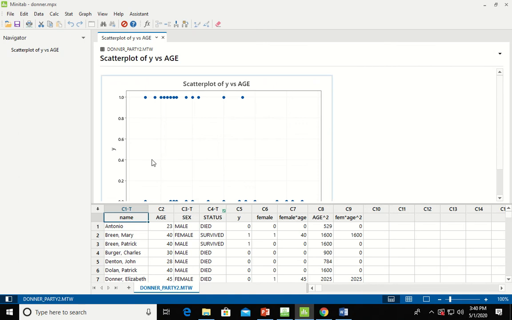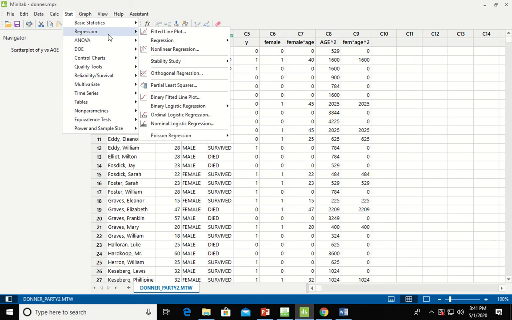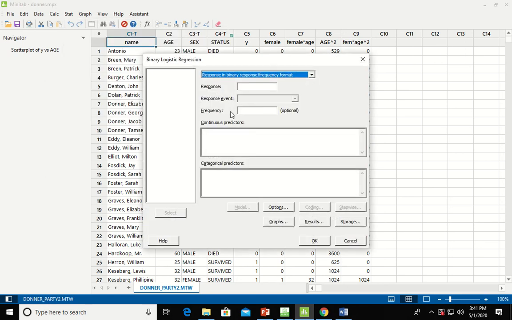So here's our Donner party data, and we're going to go to Stat and Regression, but now we're going to go down to Binary Logistic Regression, because binary means two, either a success or failure. Notice that there's also ordinal and nominal logistic regression, but we want binary logistic regression. We're going to fit the binary model. The response is whether we died or lived, and let's do status, and the response is that we survived.